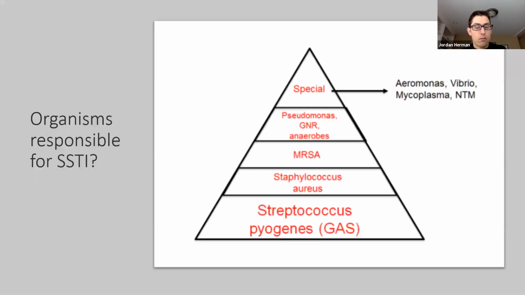Getting back to our bugs, thinking about our bugs first. Strep and staph are your common causes of SSTI, so you want to think about covering strep and staph. MRSA is going to be a little bit less common than general MSSA. Then it's your Pseudomonas, GNRs, anaerobes. And then the rarest things, though fun things that we think about, are your least common causes: Ehrlichiosis, Vibrio, Mycoplasma, those types of things.